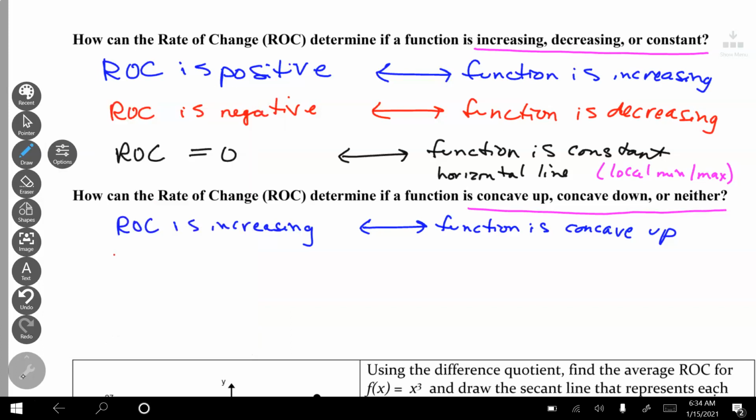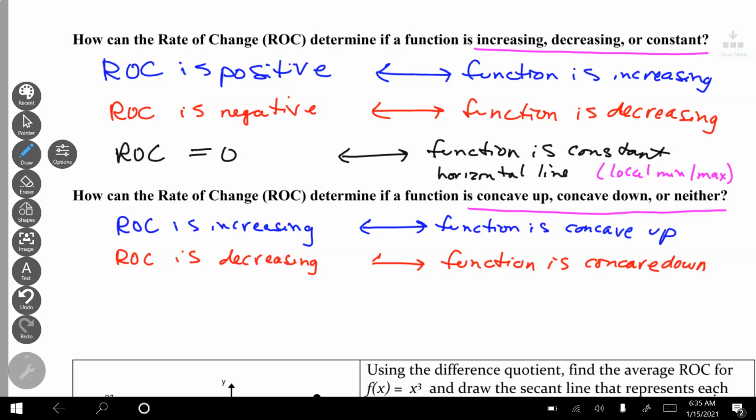If my rate of change is decreasing in value, that's because the function is concave down. But again, if something is concave down, it's because its rate of change is decreasing. We saw on the previous page, when we had things that were concave down, the rate of change went from 3 to 2 to 1. See, it's decreasing in value, trending down.